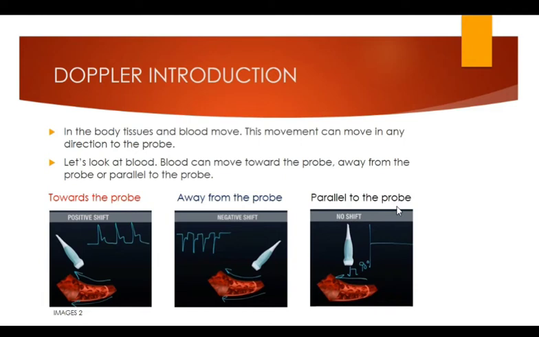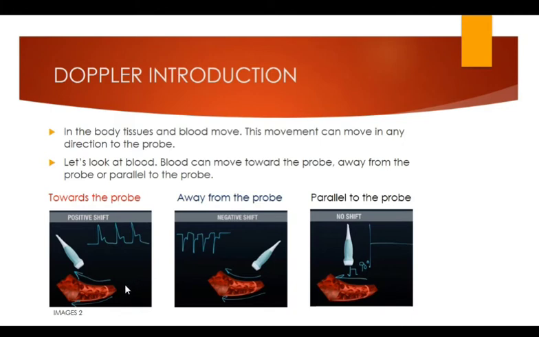So we've established that body tissues and blood move in the body. Duh. So this movement can be in any direction to the probe, and that's important to remember. We're sonographers. We put the probe on the body. We need to know our anatomy, and we need to know where that blood should be moving and what direction it should be moving in. So what we're going to do is just quickly look at how we do that.